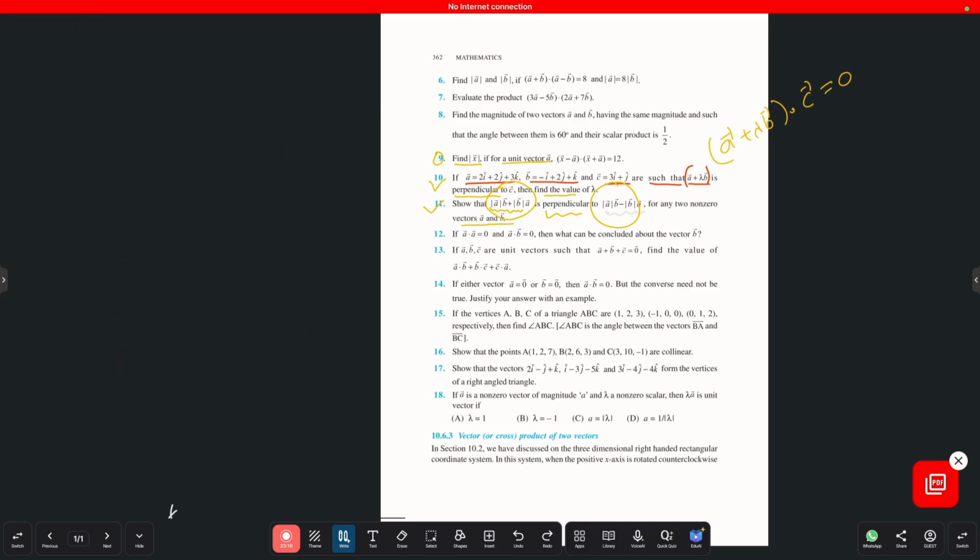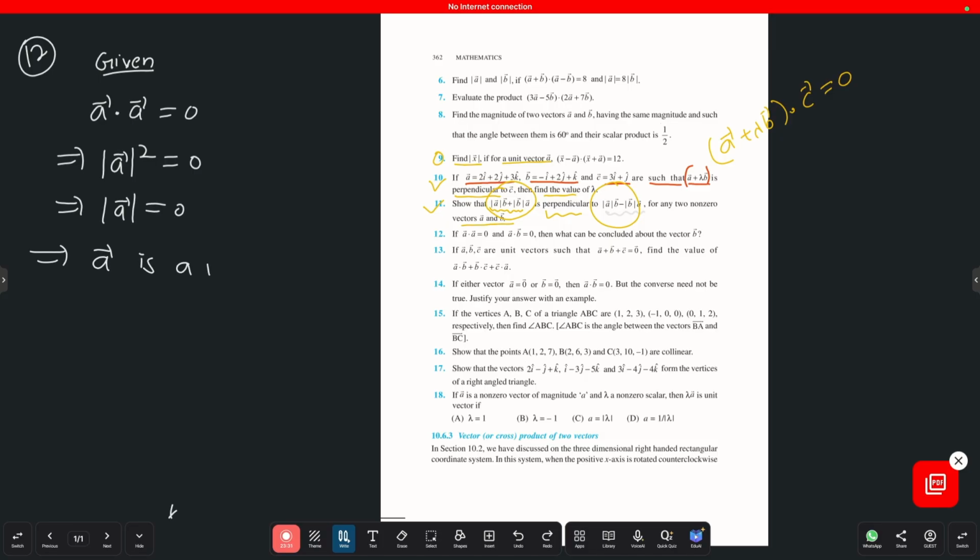So number 12. We have a dot a equals 0, and a dot a means |a|² equals 0, and this implies |a| equals 0, and this implies a is a null vector. Then a dot b equals 0, and a is a null vector, it means 0 vector dot b vector equals 0. Now b can be anything. b vector can be any vector.